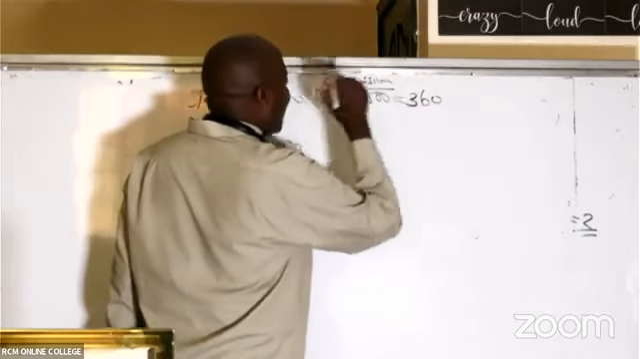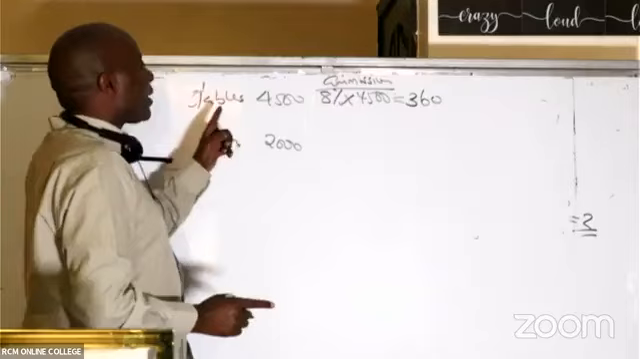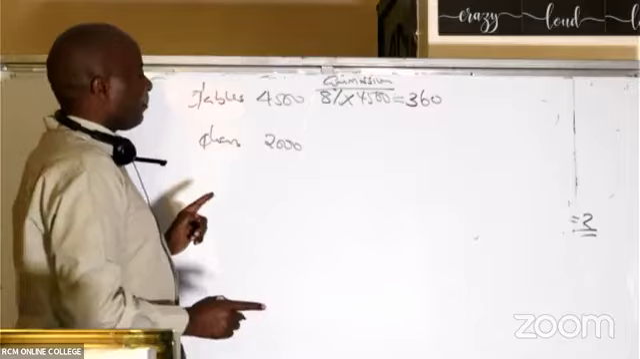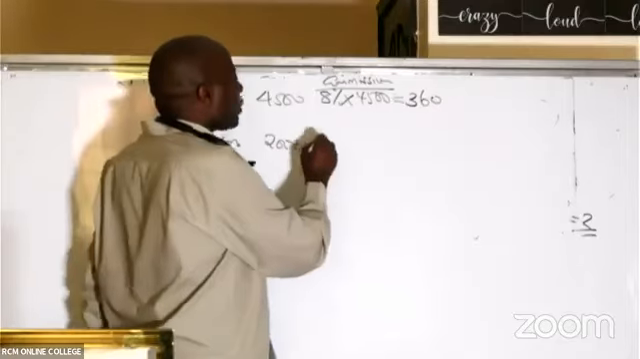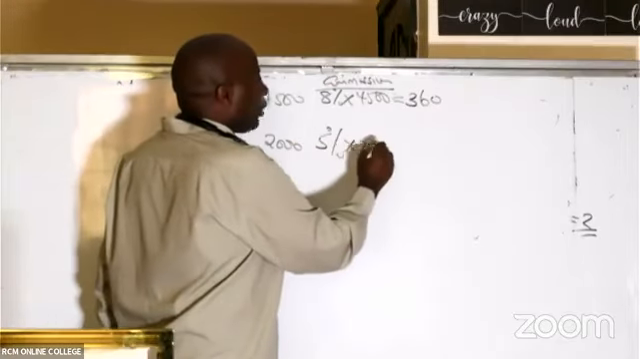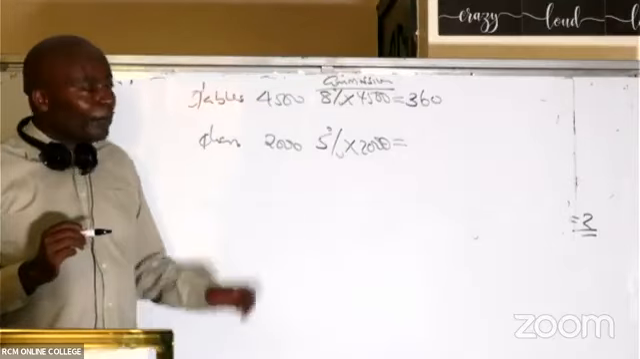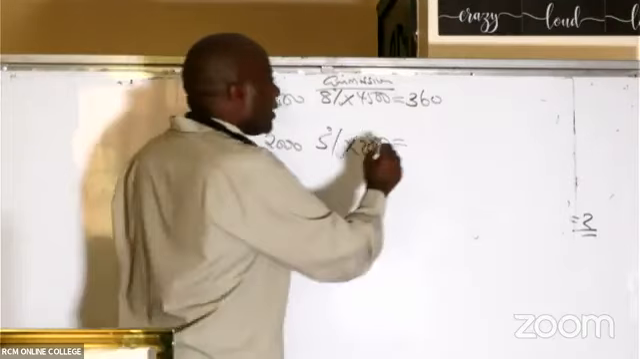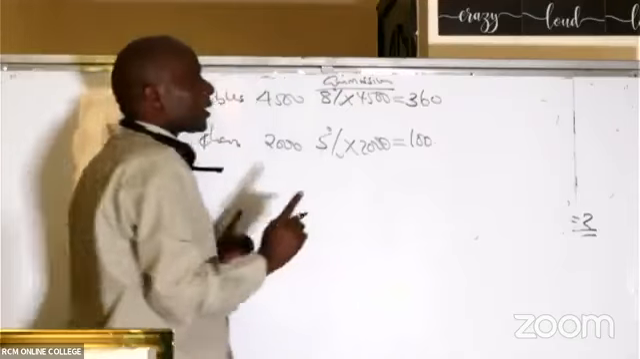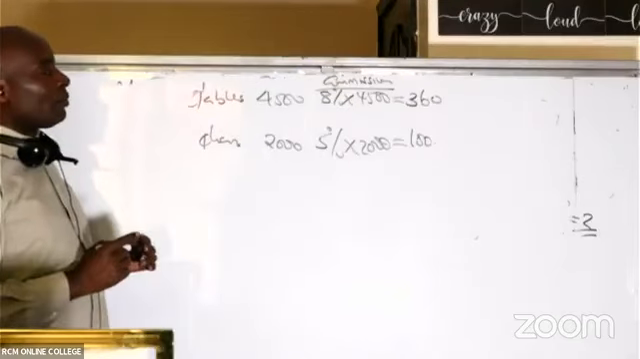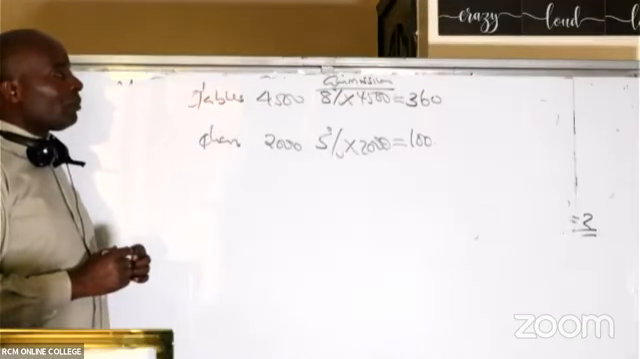So in this case, every table that this guy sells, he gets 360. Chairs commission is 5% of 2,000, which will end up giving me what figure, somebody here? 100. So for every chair that he sells, he gets that commission.